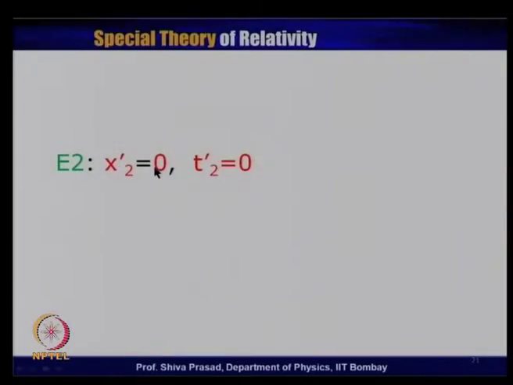As far as event 2 is concerned, if you want to do a Lorentz transformation, you can do it, but it is not really necessary, because I know that when x is equal to 0, t is equal to 0, x prime has to be 0, t prime also has to be equal to 0. So, I just put E2 as x2 prime equal to 0, t2 prime equal to 0.